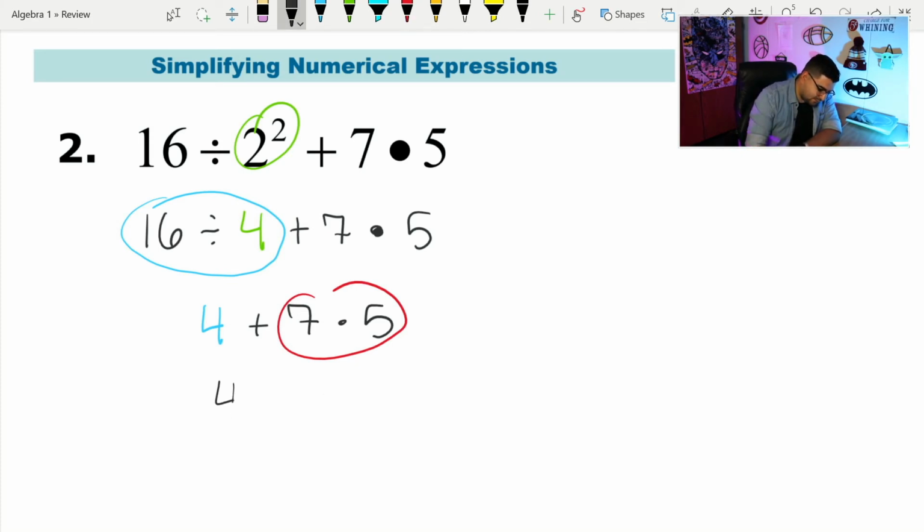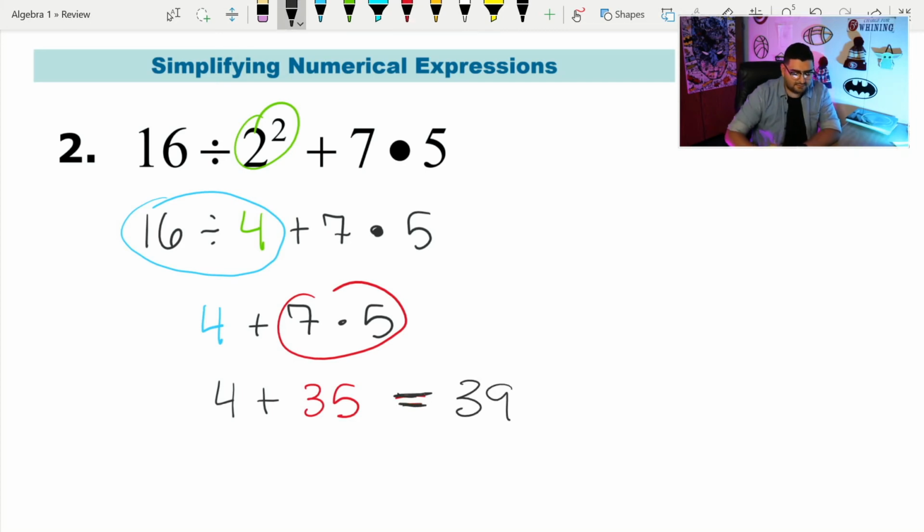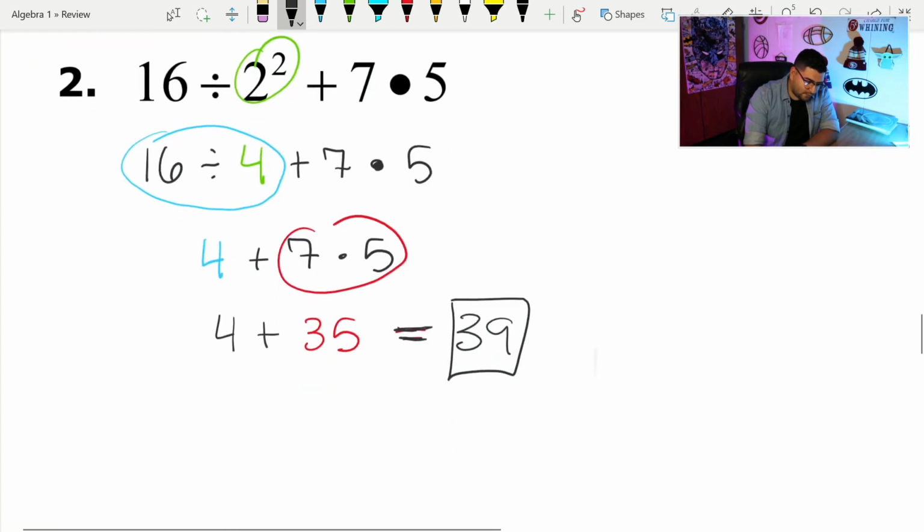But first, this 4 is going to stay the same. 7 times 5 is 35. So what is 35 plus 4? That is just 39, making 39 my final answer. Okay, let's do one more.